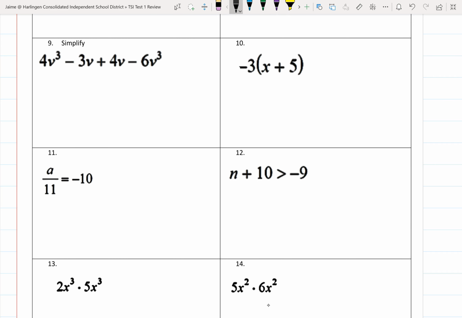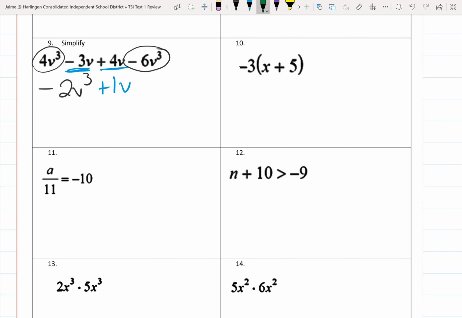Highest power is going to be the 3. Oh, it's over here, another 3. 4 minus 6, well, that's -2. V with a 3. That's a 3v, and that's a 4v. I'm sorry, that's a negative 3v, but they both have v's. So negative 3v plus 4v, that's positive 1v.